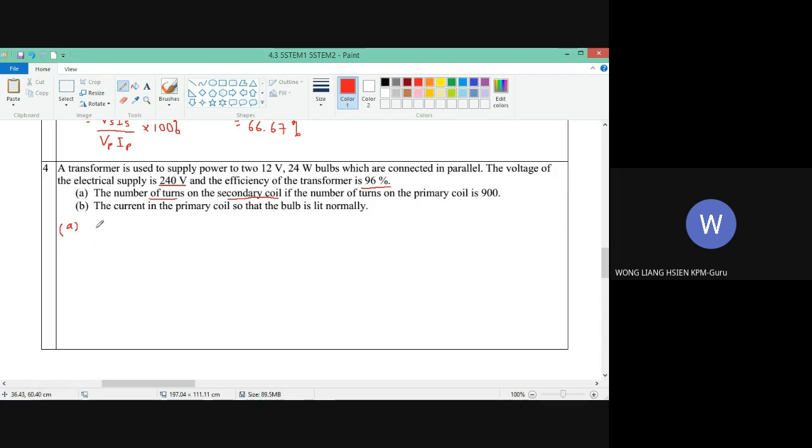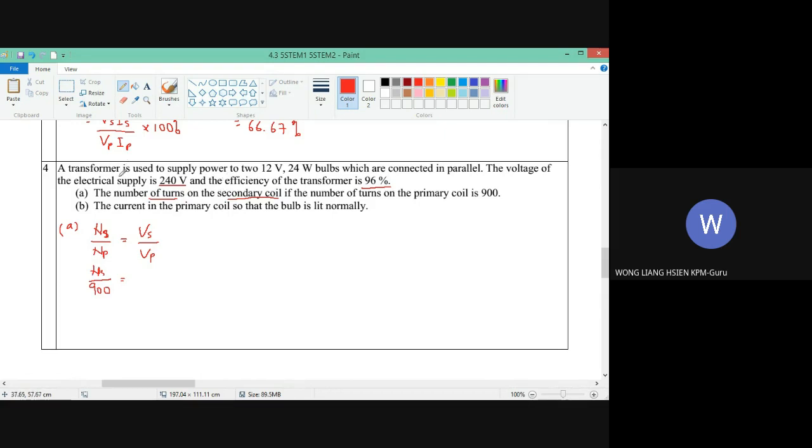So we want to count the secondary coil. Okay, so number of turns in the secondary over number of turns in primary equals voltage in secondary over voltage in primary. Okay, so number of turns in primary is 900. How much is the voltage in secondary?